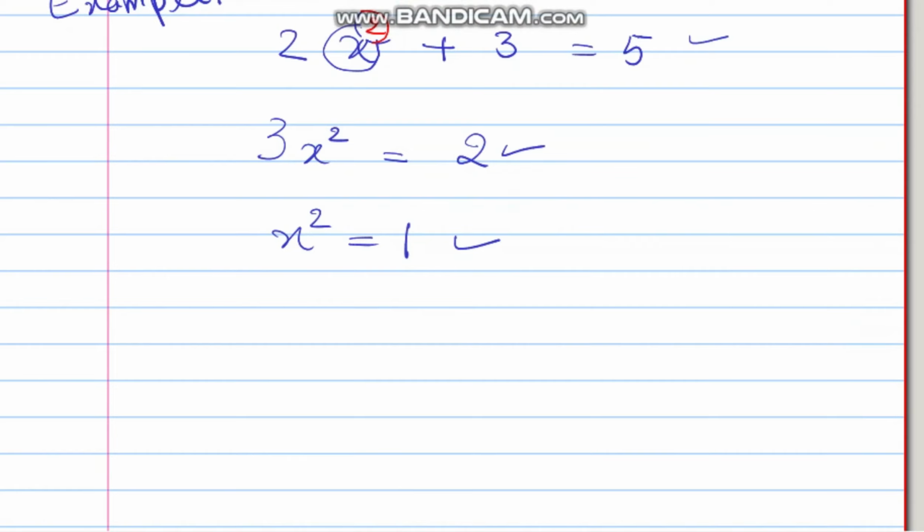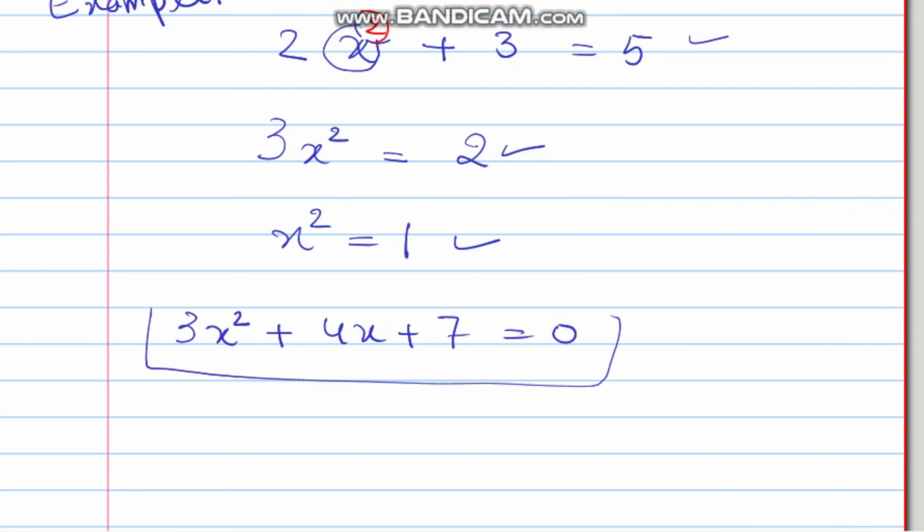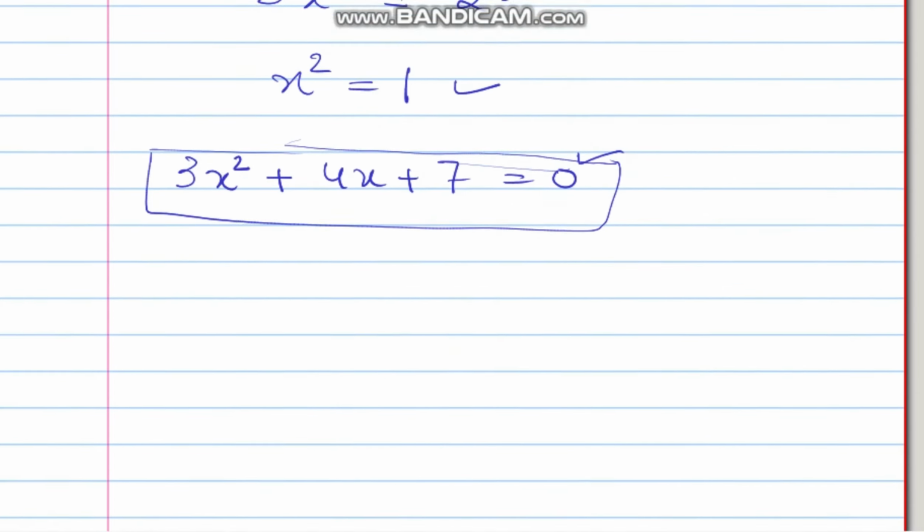Now let me write one more equation. I am trying to write it in a good way so the students will understand my writing. 3x square plus 4x plus 7 is equal to 0. What is this? This is also a quadratic equation, no problem, but it is a trinomial because it contains three terms.